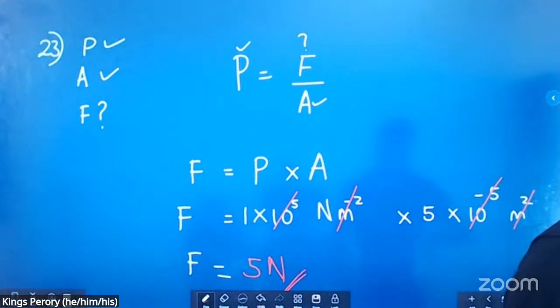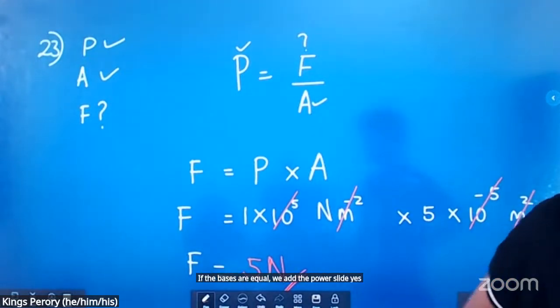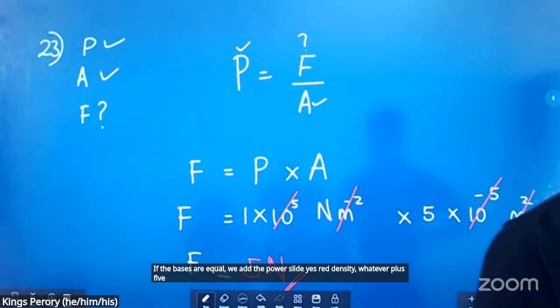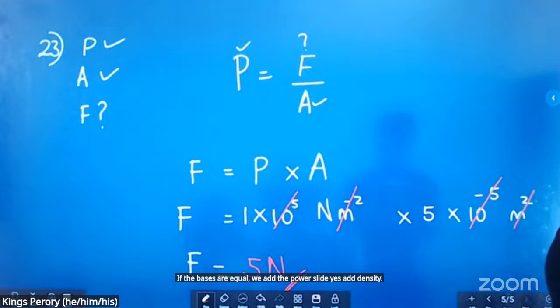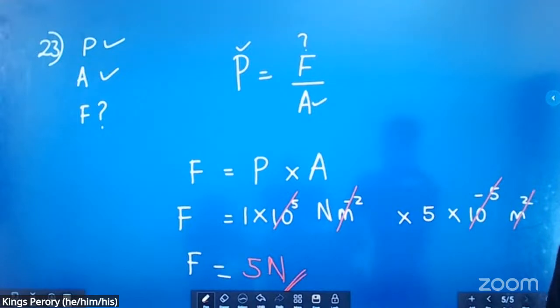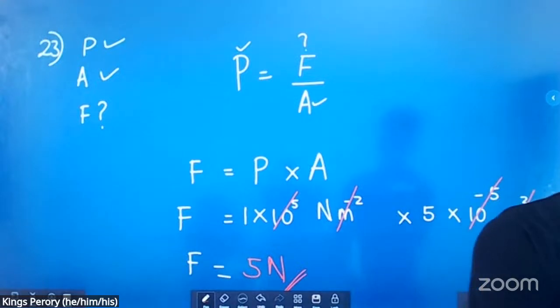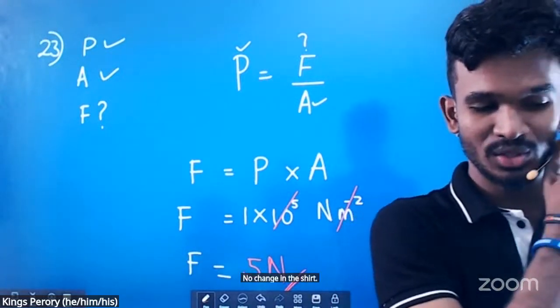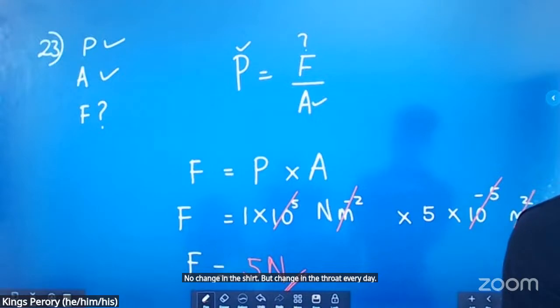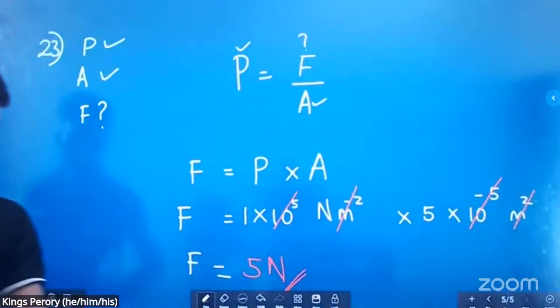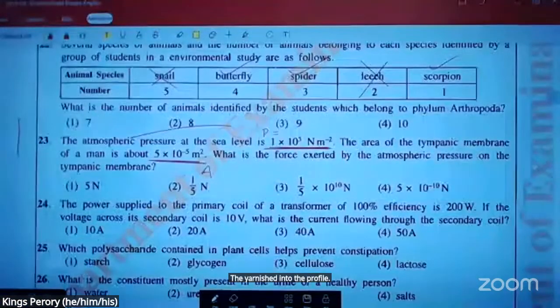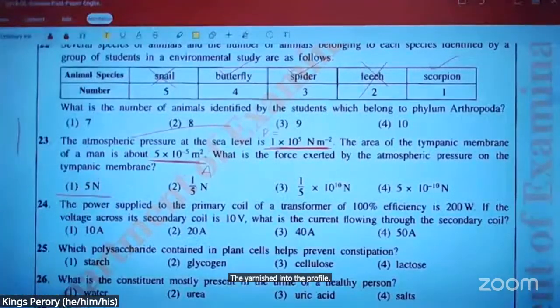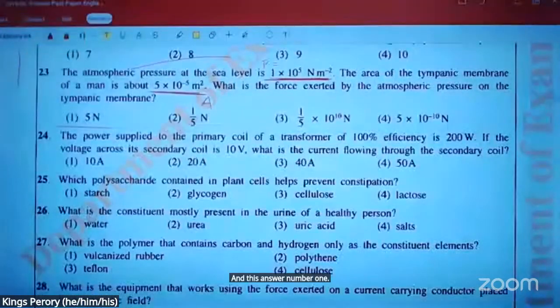If the bases are equal, we add the powers, right? Yes. 10 to the power plus 5, 10 to the power minus 5, add and see. You'll get 0. So the answer is 10 to the power 5. What's the answer? Answer is answer number 1.